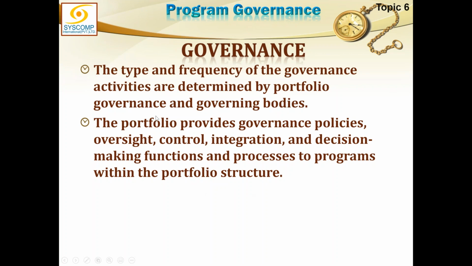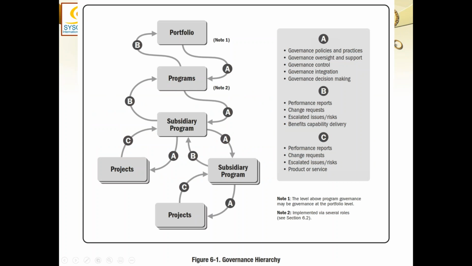So this is the bigger umbrella: under the organizational structure, organizational governance, is the portfolio governance, and then the program or project governance. This is a diagram of the governance hierarchy. Actually, under the organizational governance, here we have portfolio governance, then we have program governance, and then the components. Now, these components could be subsidiary programs or directly projects.